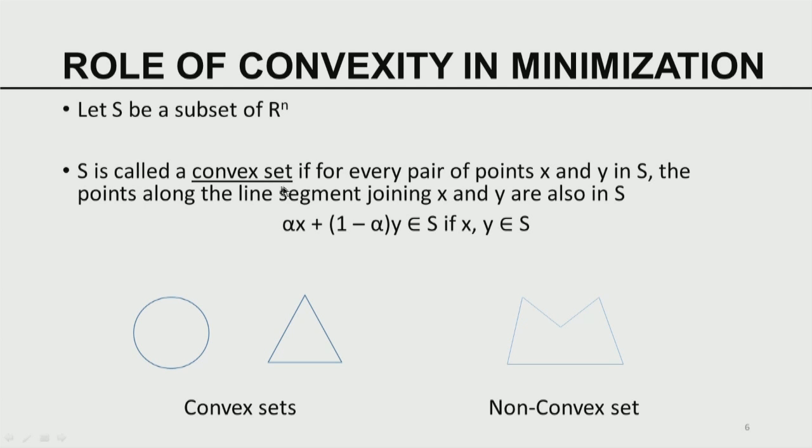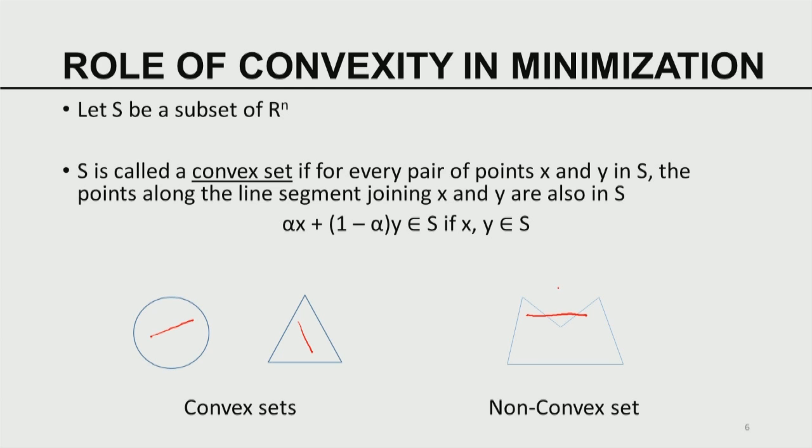I call S a convex set if for every pair of points x and y in S, if I join them by a line, the line segment joining x and y completely lies in S. For example, in the case of a circle, if I pick a point here and a point here and draw a straight line, the entire line is within the set. But if I pick a point here, part of the line is outside the set. So this is not convex; these are convex sets.